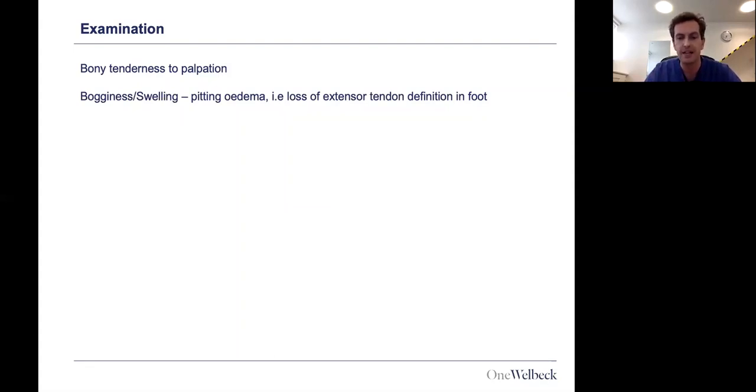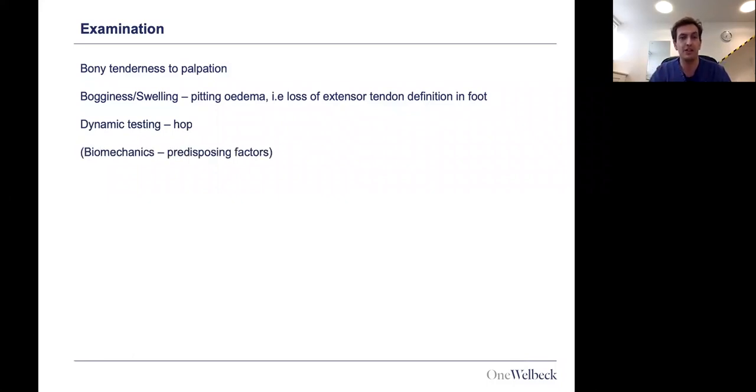So on examination, we're looking for bony tenderness, we're looking for bogginess, swelling. And again, classically, if we're looking at the metatarsals, what we would expect to see is loss of definition of the extensor tendons within the dorsal aspect of the foot. And in the shin, we often actually get pitting edema. Both of those criteria would raise suspicion of bone stress, in particular stress fracture. Dynamically, we can get them standing, single leg balance, we can get them hopping. And if they've got pain on hopping, again, with localized bony tenderness, that's fairly indicative of a bone stress injury.